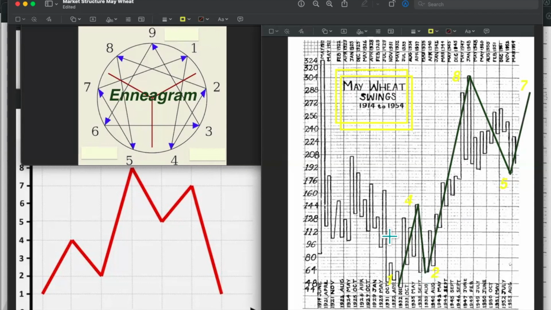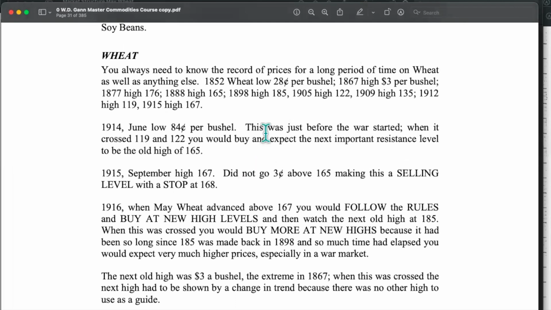So here we would like to summarize all three things together. The first and most important thing on the wheat chart that we specifically saw is the time cycles. 1852 to 1867 is a 15-year cycle. In the same way, from 1867 up to 1897-98, we have a 30-year cycle. Again, from 1852 up to 1912, this is a 60-year cycle.